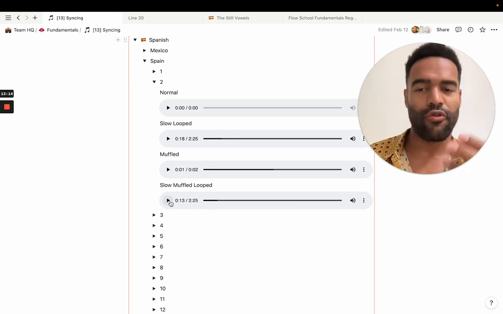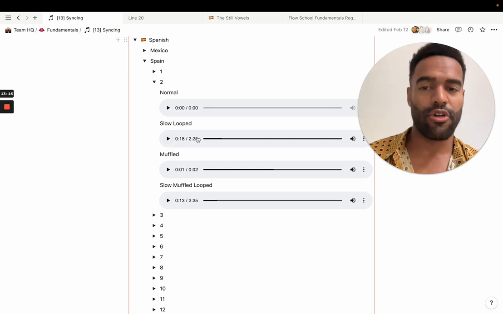You keep listening to that over and over again. Then when you come back to the normal, the melody should pop out to you much more. De su dueña tal vez olvidada.